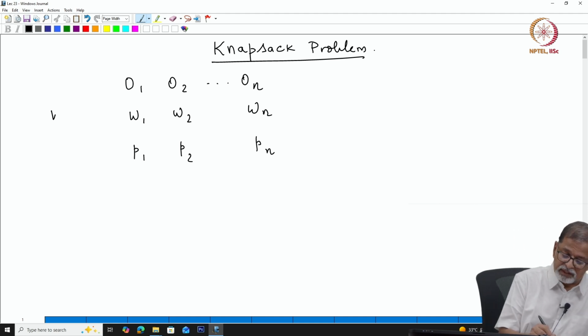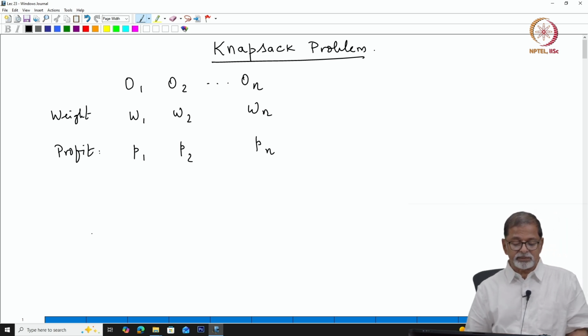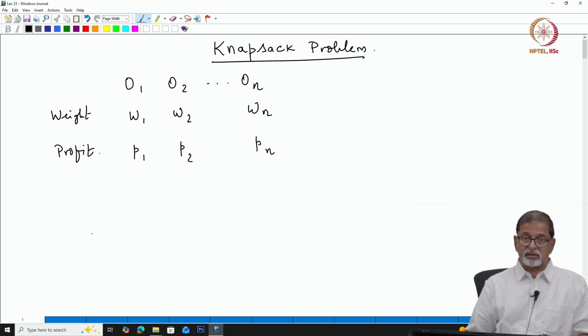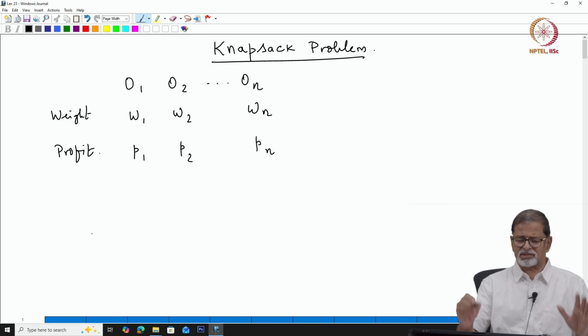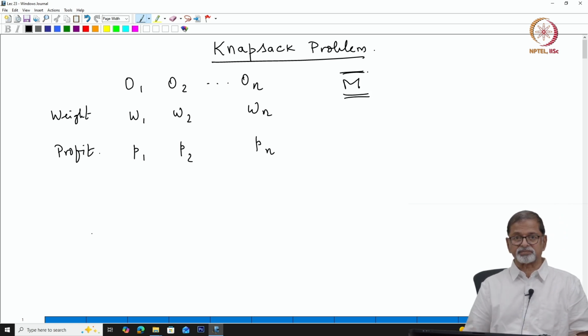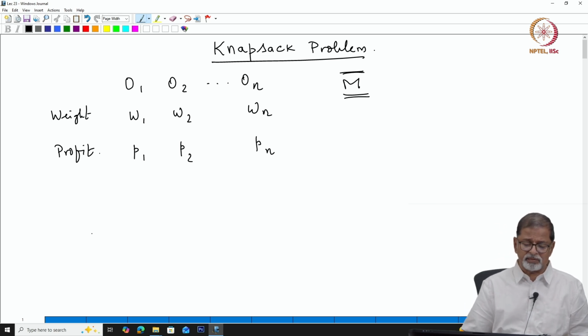So, we will say that there is the weight and this is the profit. Okay. And you have a knapsack, just a bag, which has a capacity m. You are allowed to carry a weight of m units in the knapsack.